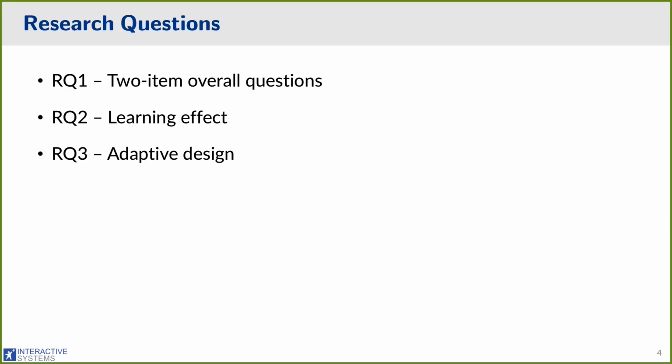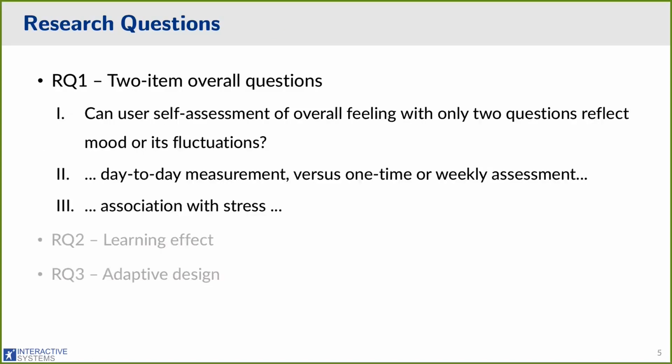Addressing these challenges, we answer three main research questions, but we only talk about the first and the third one here. The first one is about whether a two-item overall question can be used to capture mood using positive and negative activations, which refer to a two-dimensional structure of mood. We then investigated these questions further with various measurement types.